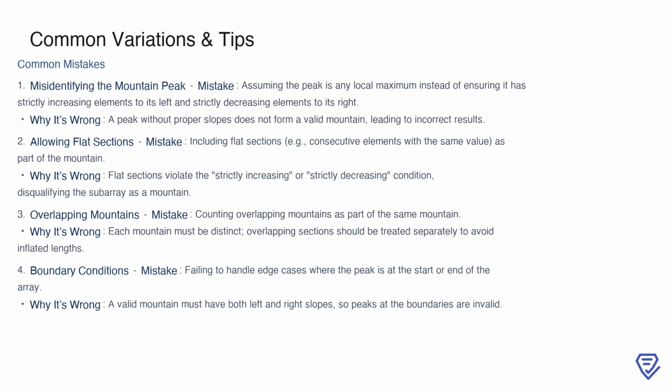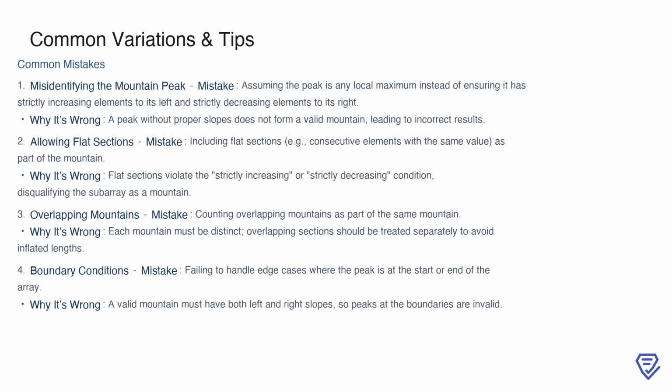When solving the longest mountain in array problem, there are some common mistakes to watch out for. First, misidentifying the peak of the mountain is a frequent issue. The peak must have strictly increasing elements to its left and strictly decreasing elements to its right. If this condition isn't met, it isn't a valid mountain, and including such peaks will lead to incorrect results.